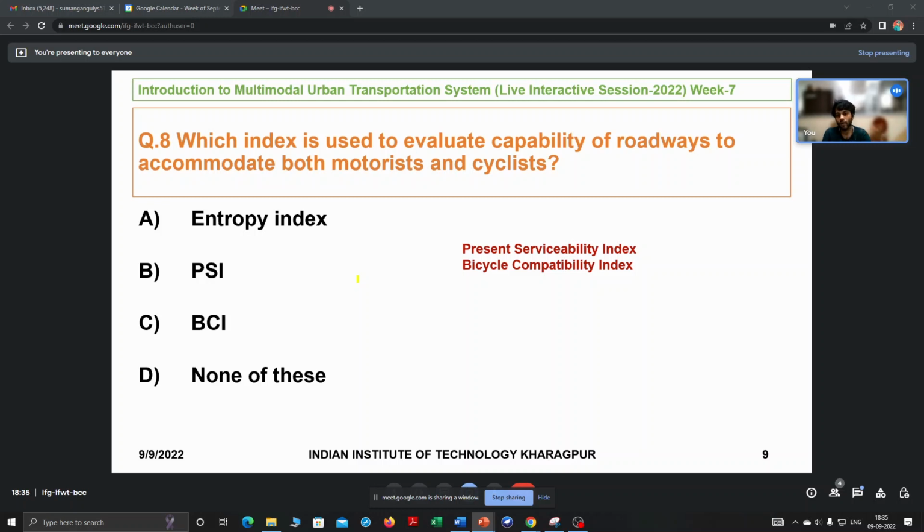And then the entropy index is not directly usable here, but if you read chemistry, you would have known what entropy is, right? Entropy means the disorganization, the behavior of the particles. So here also you can imagine these particles as the individual vehicles, and then you can calculate the entropy. But directly in this case, we are not using this entropy concept. So the answer would be this.